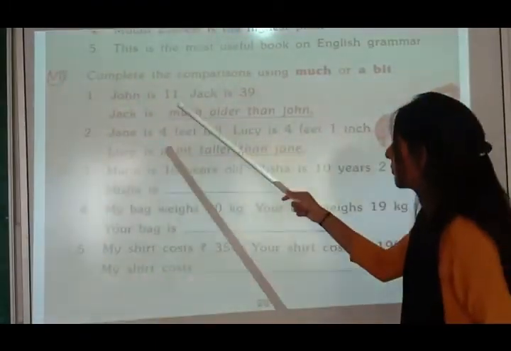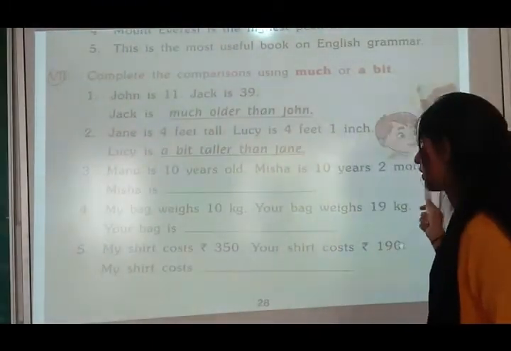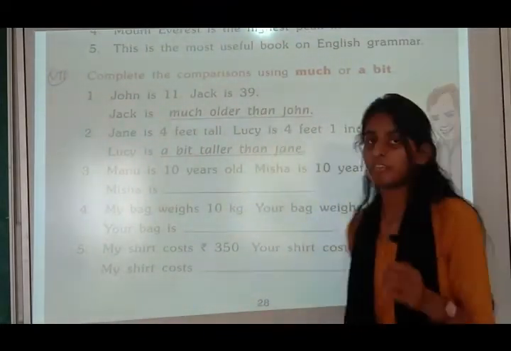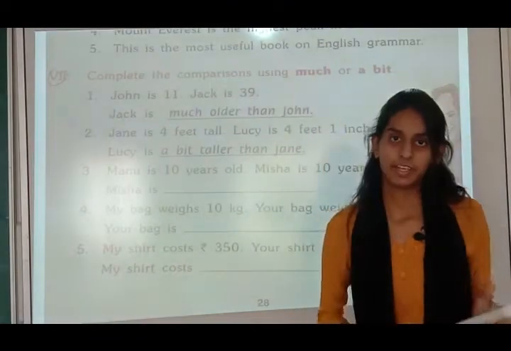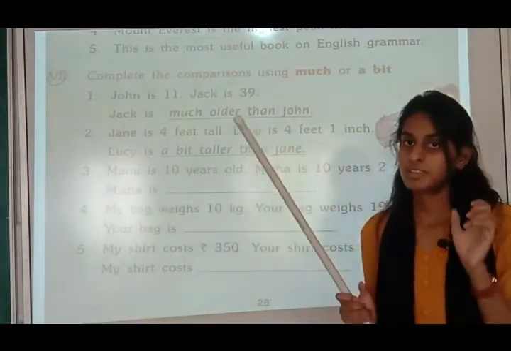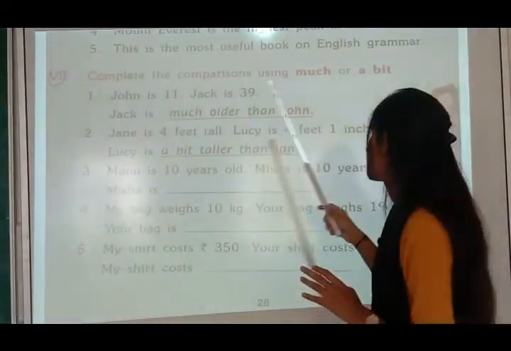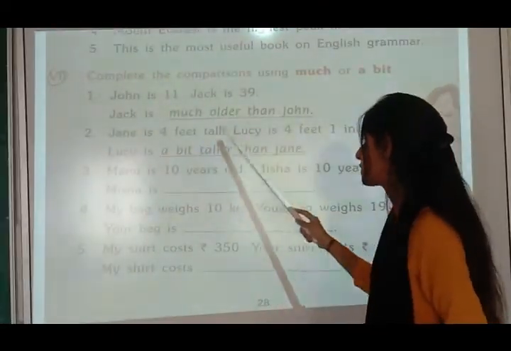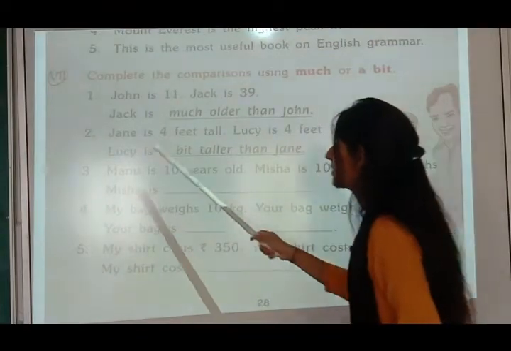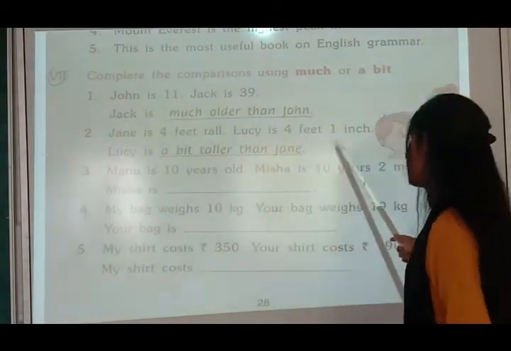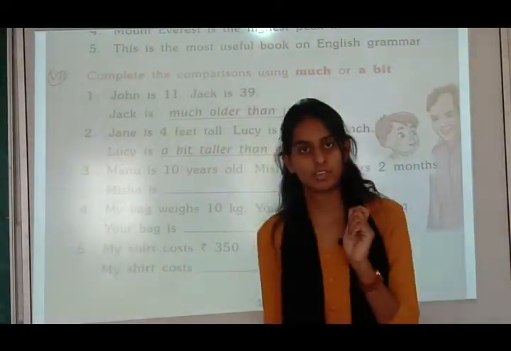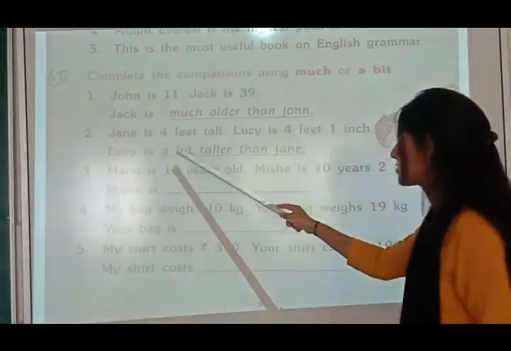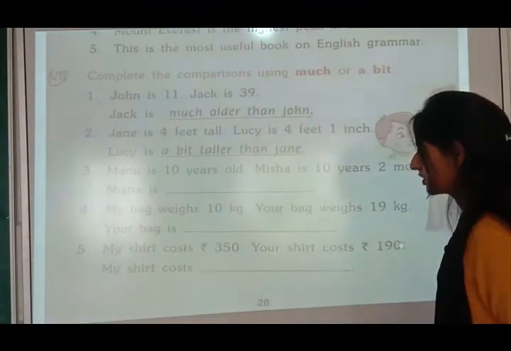Now see, complete the comparisons using "much" or "a bit". John is 11, Jack is 39. You can see the difference between 11 and 39. The difference is not small, it is more. So we have to use "much". Jack is much older than John. Jan is 4 feet tall, Lucy is 4 feet 1 inch. There is a difference of 1 inch, so it is a bit of a difference. So Lucy is a bit taller than Jan.